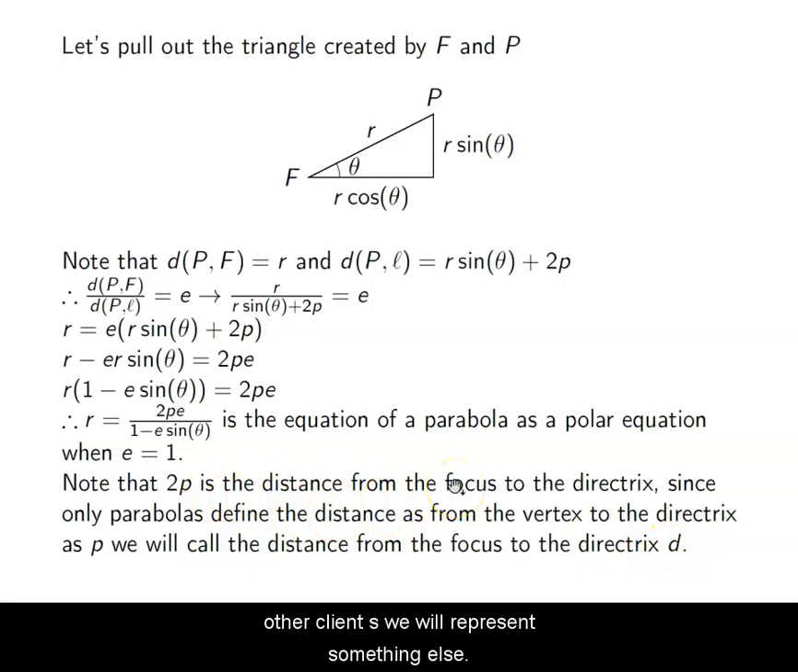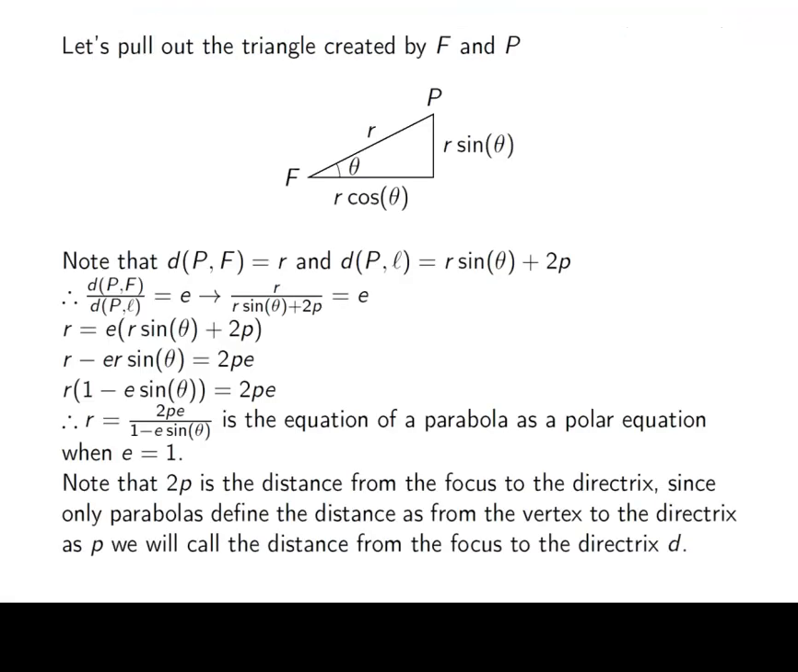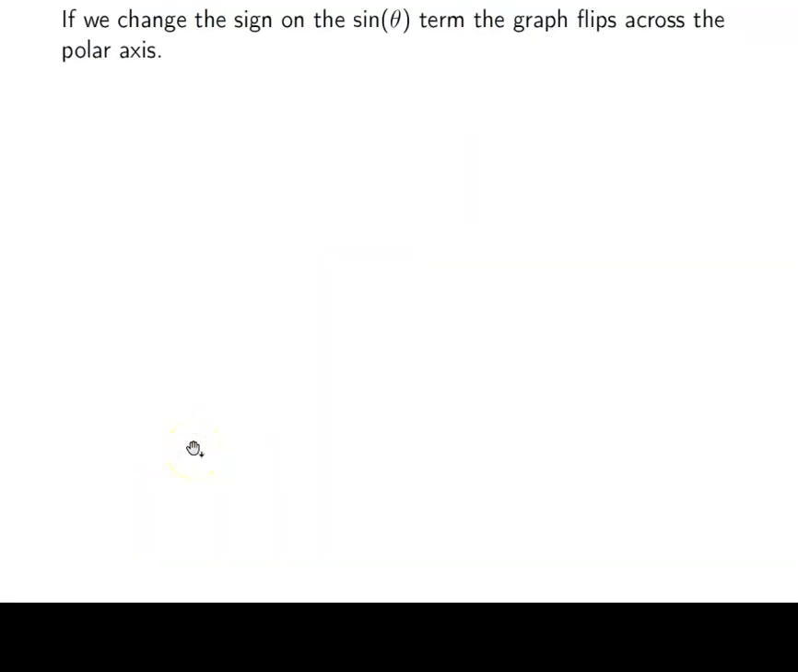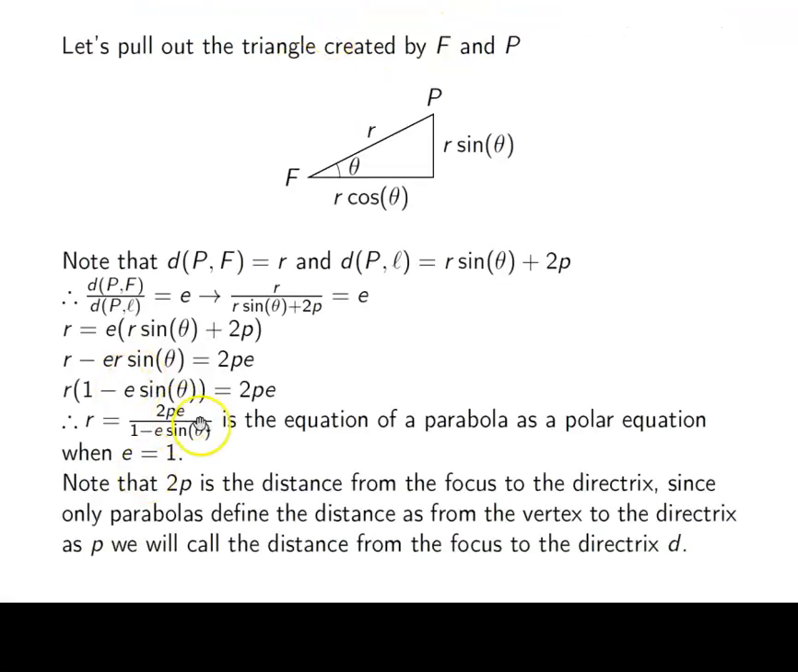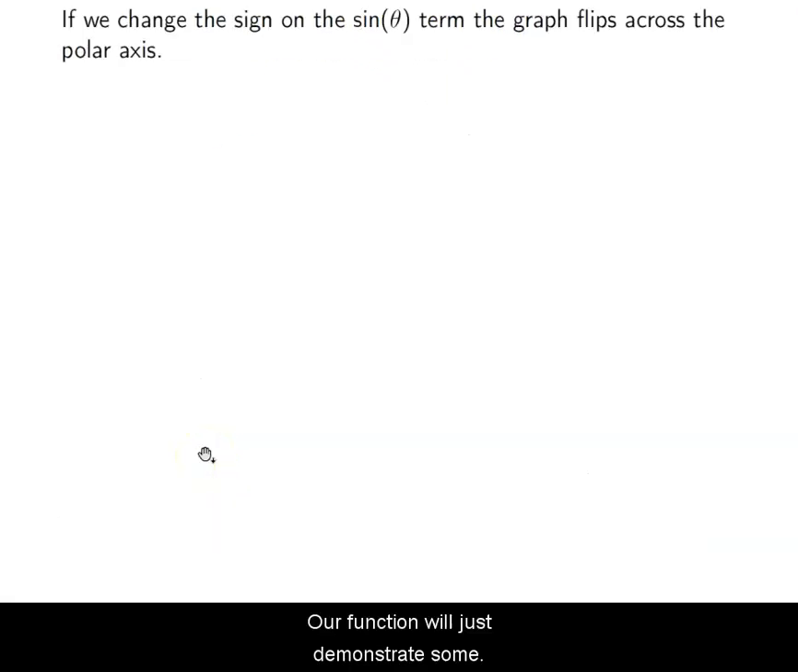In our other conic sections, d will represent something else. So if we change this sign into a plus instead of a minus, our function will just demonstrate some symmetry, and it'll flip across the polar axis. Remember, the polar axis is what we call the x-axis. So our parabola will just flip and go negative, basically. Instead of being concave up, it'll be concave down, or vice versa.